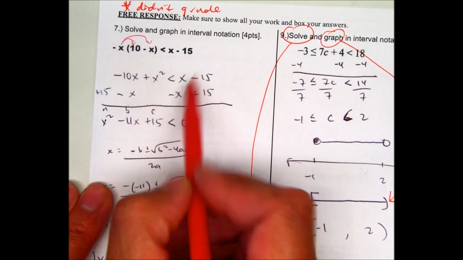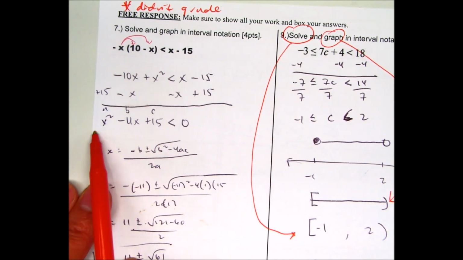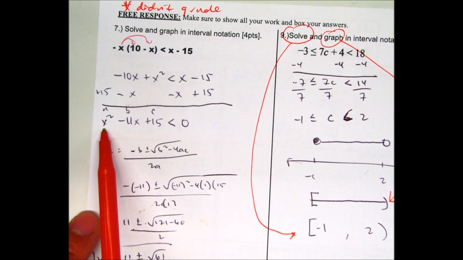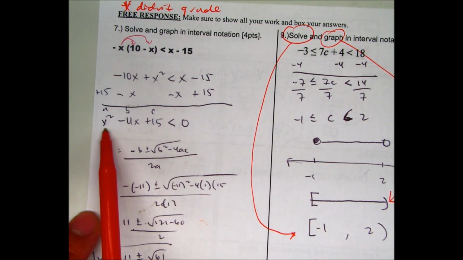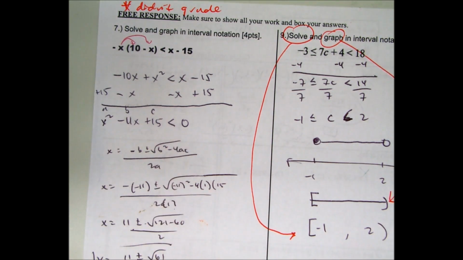So move everything to one side. Can't factor it, so I'm going to use quadratic formula, and then you'll get x is 11 plus or minus square root of 61 over 2. But again, didn't grade it. Question number 8.